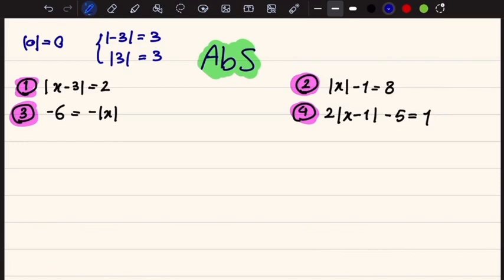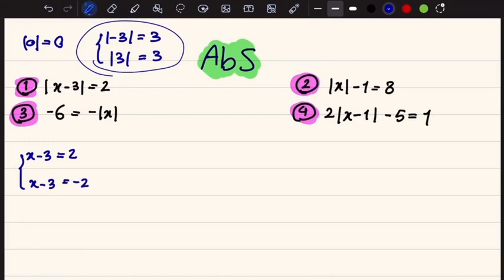In the first example, we have absolute value of x minus 3 is equal to 2. So if we follow this example that I showed here, we have two cases. So x minus 3 is either equal to 2 or x minus 3 is equal to -2. So the first one is x equal to 5, and if you solve the bottom one, x is equal to 1.